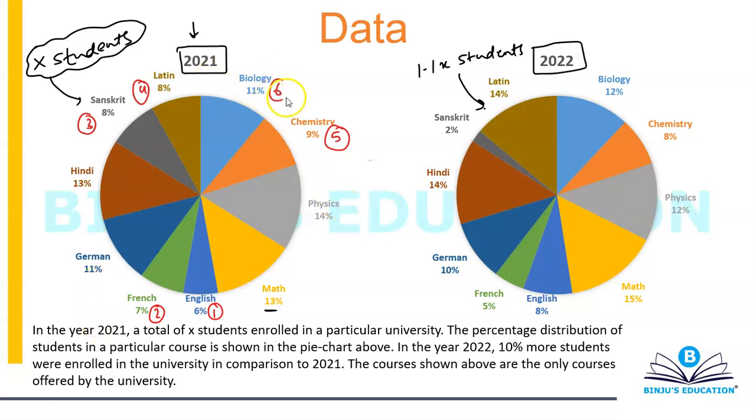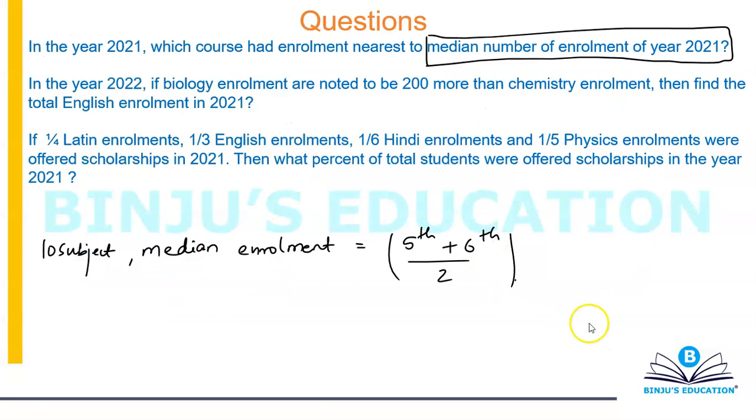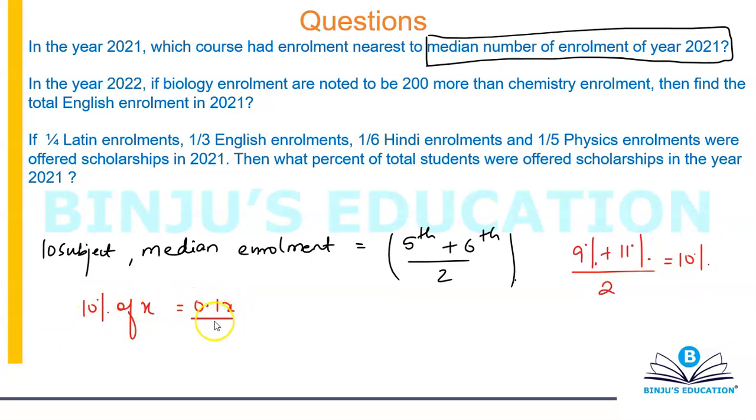You can take any one of them because they both are 11%, so it doesn't matter a lot, because what I need is the percentage. I don't need the name of the subject. So the rank 5 is 9%, which is chemistry, and rank 6 is biology or German, which both are 11%. So I have to take the average of 9% and 11%, which is basically going to be 10%. So that is 10% of x, which will be 0.1x.